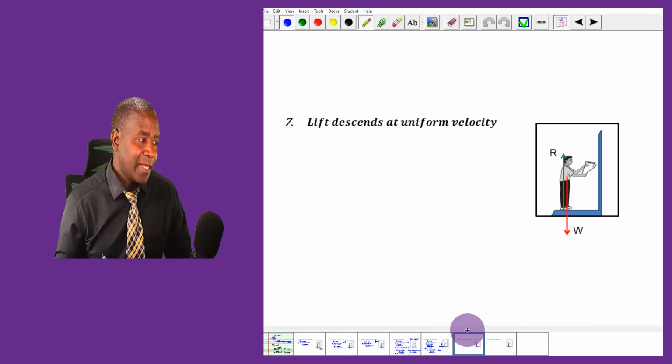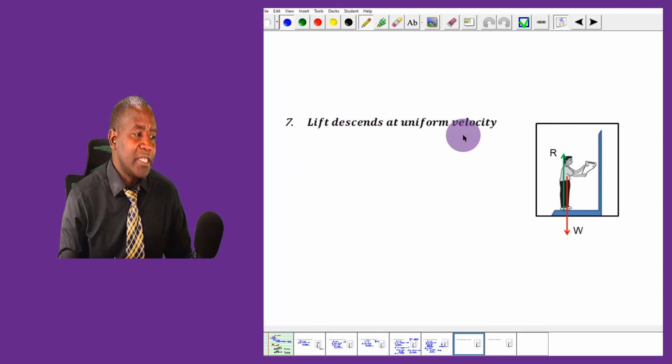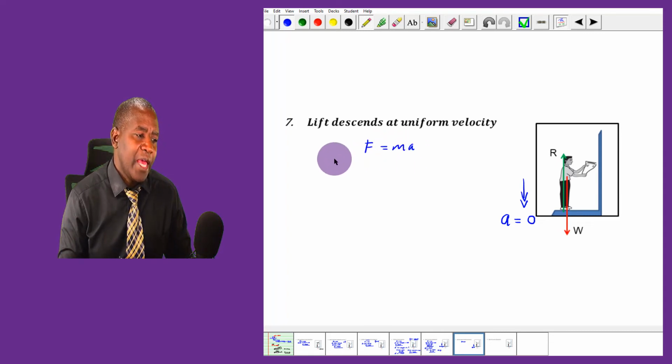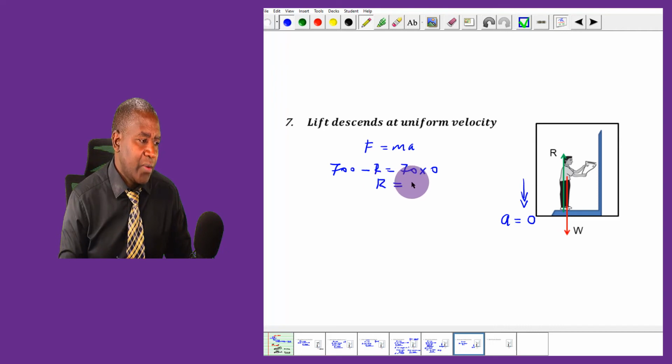Let's look at another situation where it is descending at uniform velocity. Of course, when it is descending with uniform velocity, the acceleration must be 0. If the acceleration is 0, when we use F is equal to ma, because the acceleration is downwards, I'm going to assume W, which is 700, minus R is equal to 70 times 0, and we find that R will be 700 newtons.